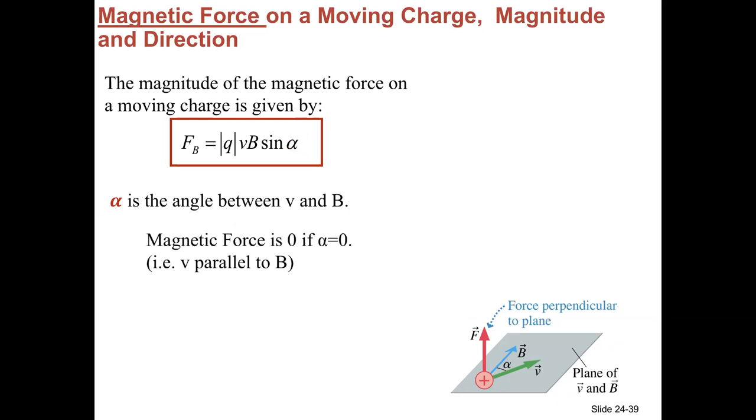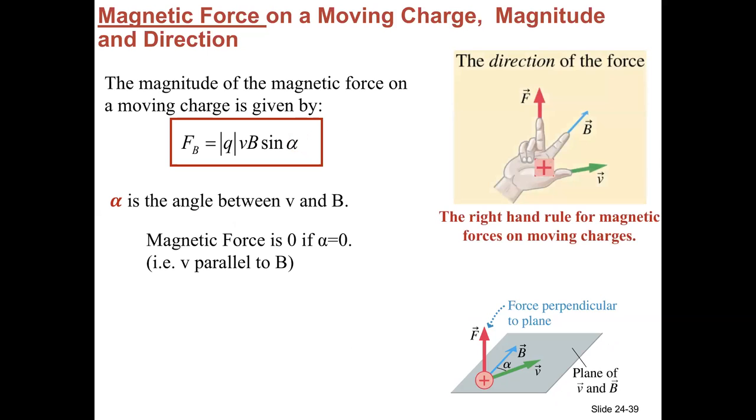So, just summarizing what I just said out loud, if alpha is zero, it makes the force zero. So if we have a velocity parallel to the magnetic field, we have no magnetic force. The direction of the force can be given by a new type of right-hand rule, which I have pictured here. It's the second type of right-hand rule, and today we're going to have a lot of practice with this one.